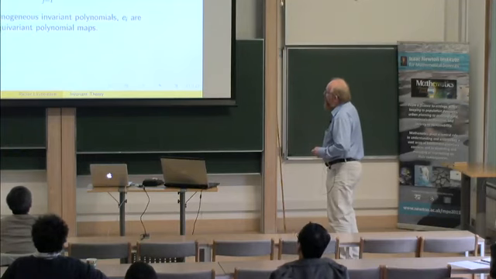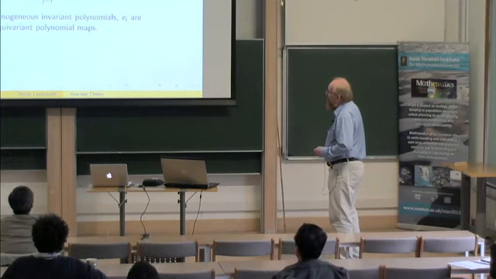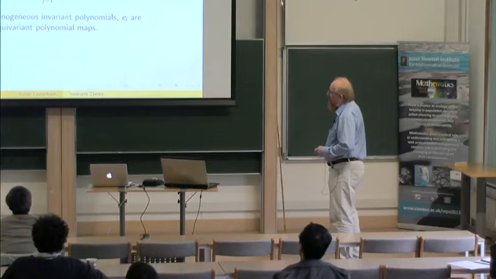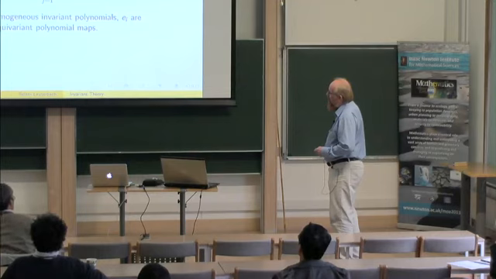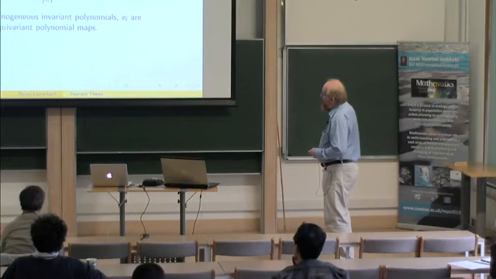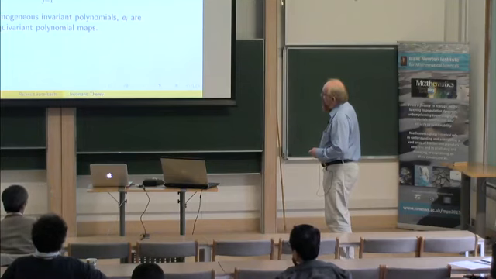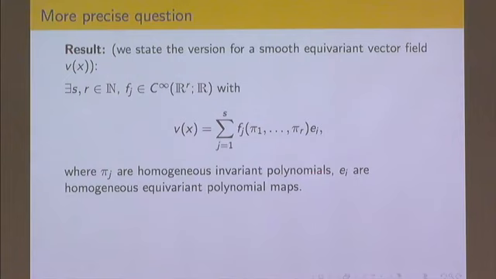If we take any C infinity vector field which is equivariant under my group, I find numbers S and R in N, and functions F_j which are C infinity on R to the R, so that we can write our equivariant vector field as a sum of vector fields. The E_i are homogeneous equivariant polynomial maps, and these are S such vector fields, and F_j depends on R functions which are invariant. And any vector field can be rewritten in this form.